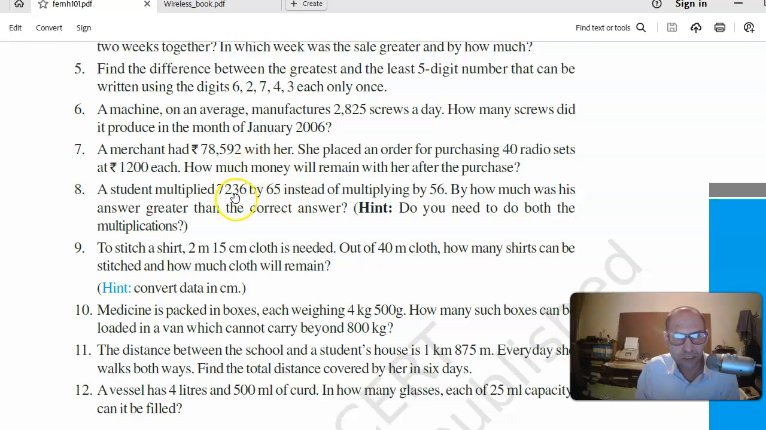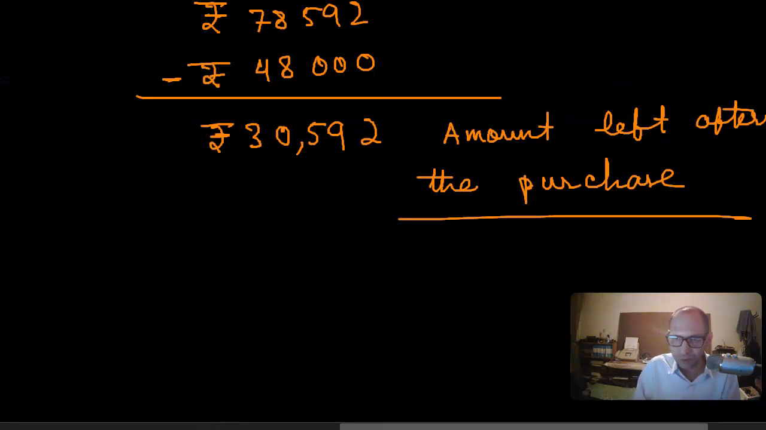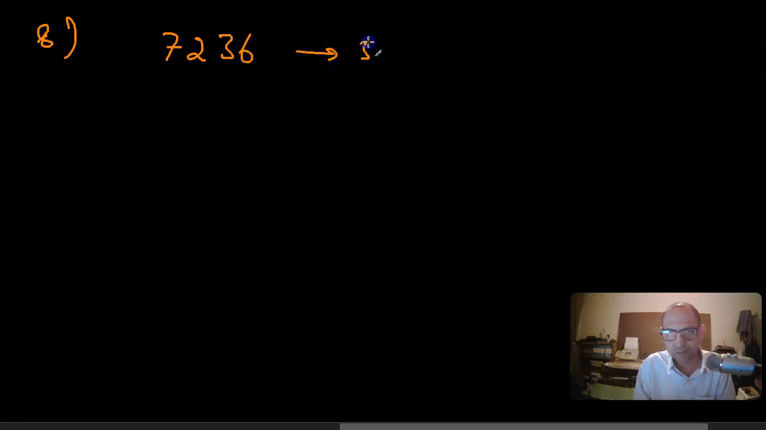The correct answer was if she had multiplied this number by 56, not by 65, but then she multiplied by 65. Now you want to know what is the difference between the answer that she got and the correct answer that she would have gotten if she'd done the operation properly, right? Now in order to solve this problem, this is number 8. The number was 7,236 and she was supposed to multiply it by 56, that is the correct answer, but then she multiplied by 65, which is the wrong answer, and she did actually this one, right?